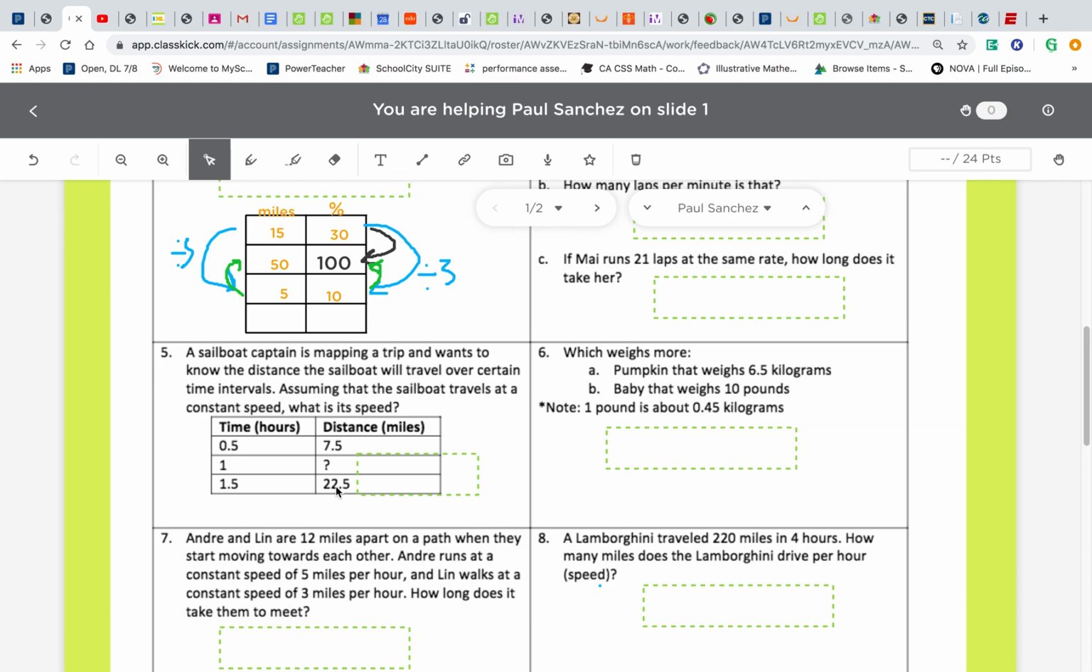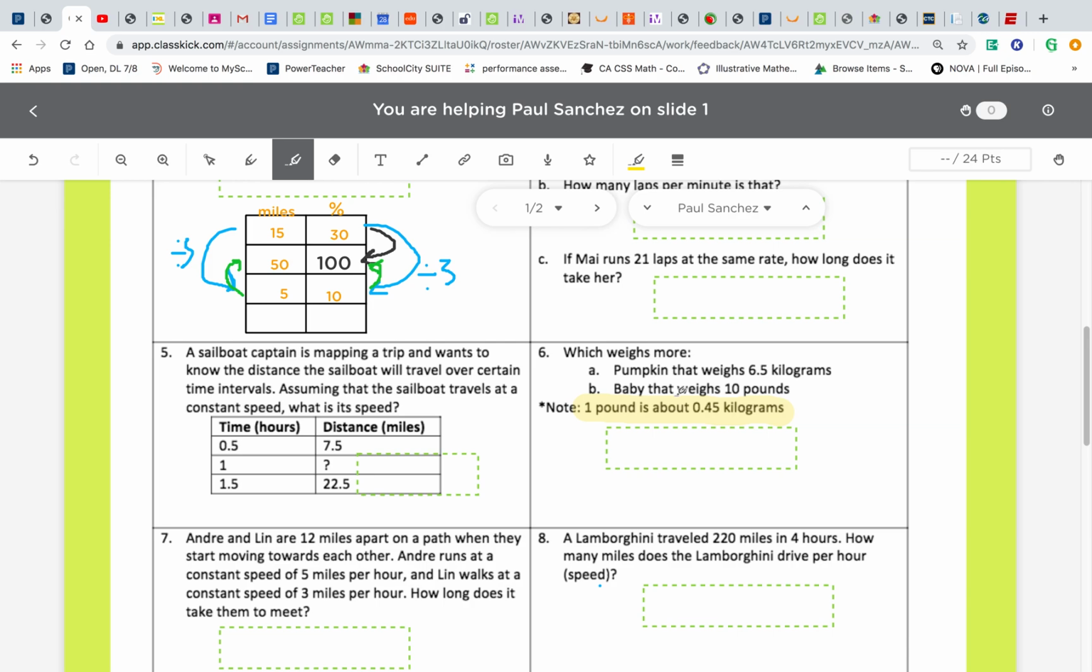All right, number 6. Okay, so here we have a pumpkin problem. It says, which one weighs more, a pumpkin that weighs 6.5 kilograms or a baby that weighs 10 pounds? Ooh, that's a big baby. So it tells us here, down below, that 1 pound is about 45 hundredths of a kilogram. Well, since the pumpkin is already in kilograms, let's convert the baby's weight, in pounds, into kilograms as well.